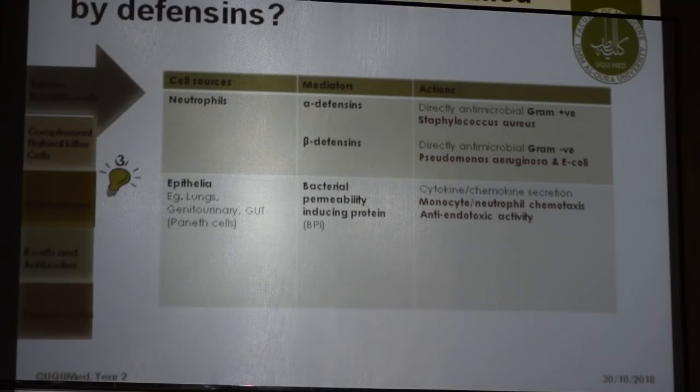The epithelium of the lungs and GIT are also capable of producing certain chemicals termed bacterial permeability inducing agents, BPI. These BPI have not only killing functions, but they can call other immune cells like monocytes and neutrophils to the site of infection. So they can work together, they can kill, and they can also help in recruiting more immune cells to the site of infection. So this is neutrophils and epithelium with their natural antibiotics.